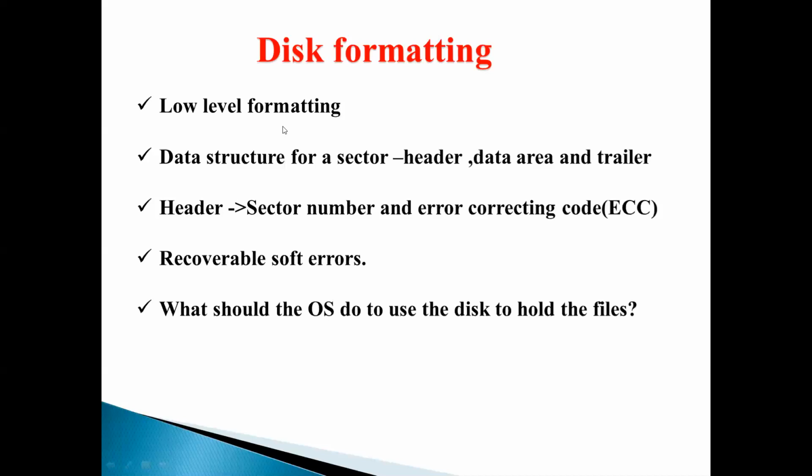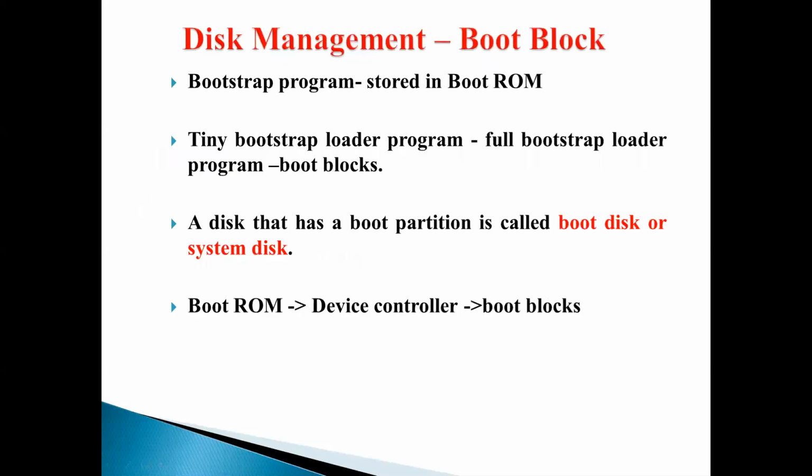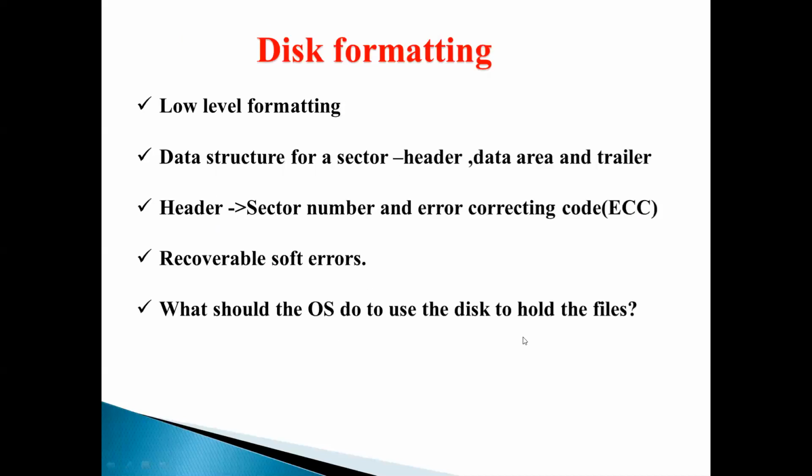This is usually done at the factory level itself as part of the manufacturing process. When low level formatting is done as part of the manufacturing process, the manufacturer itself will map the logical block numbers to defect free sectors on the disk. But this is not sufficient. For the OS to use this disk to hold the file system, the OS has to load its own data structures onto the disk.